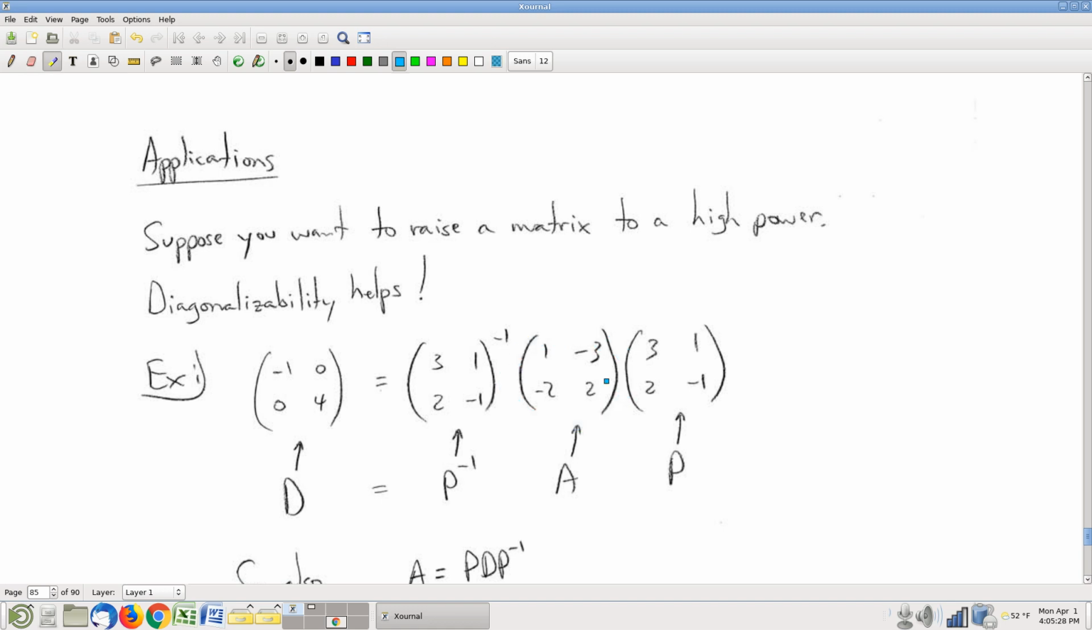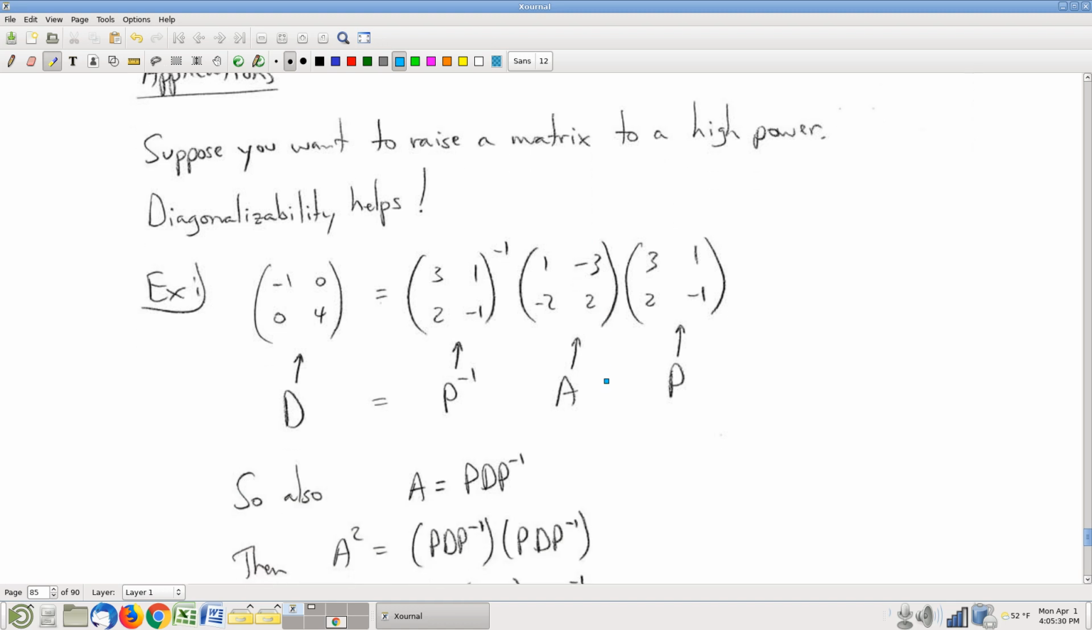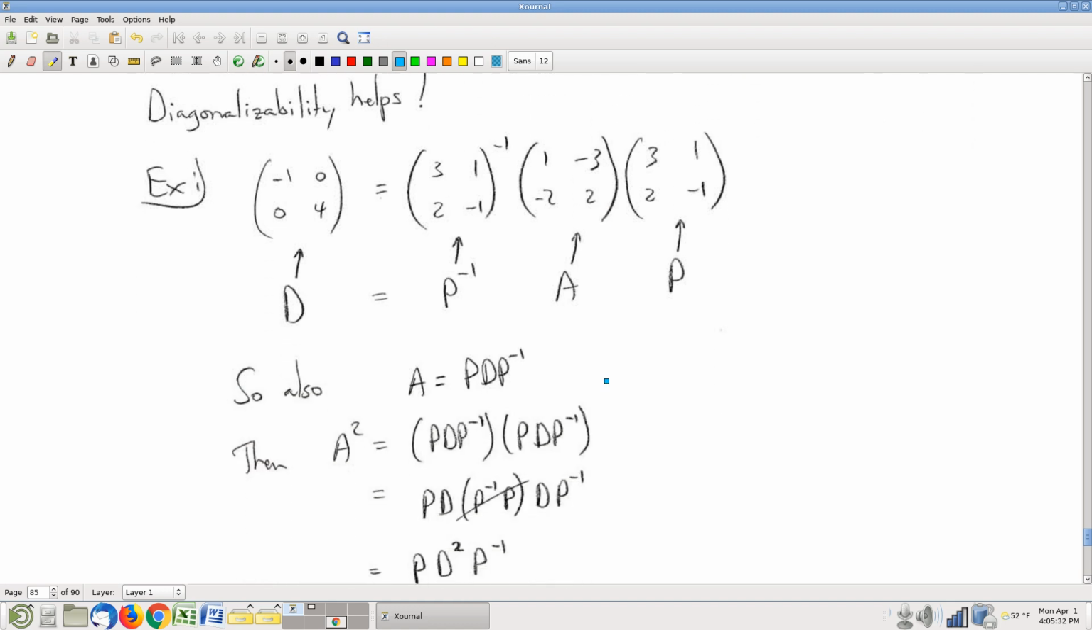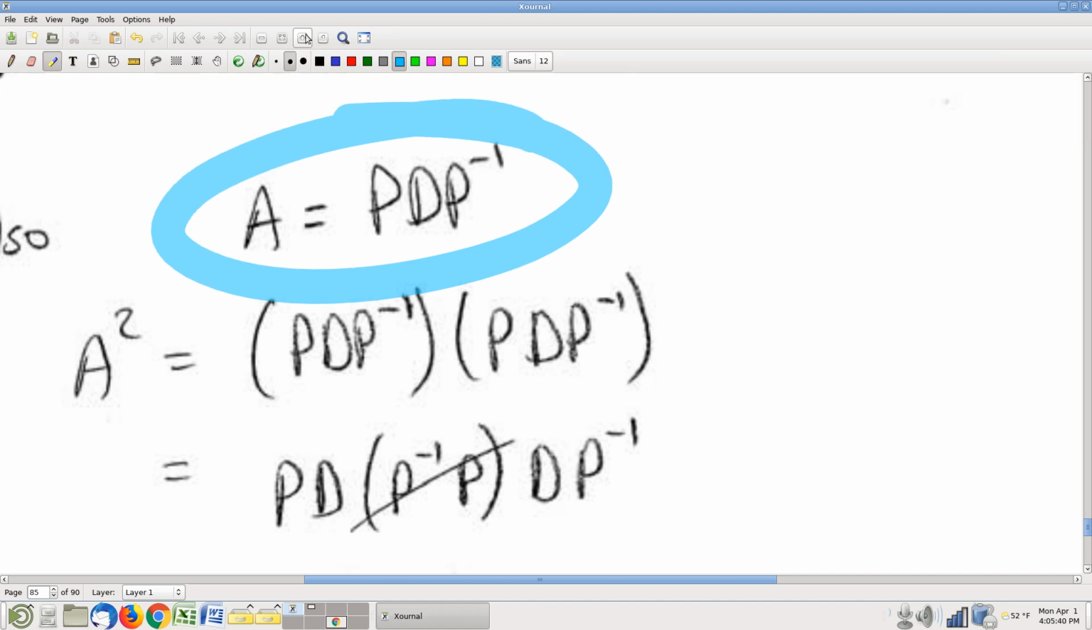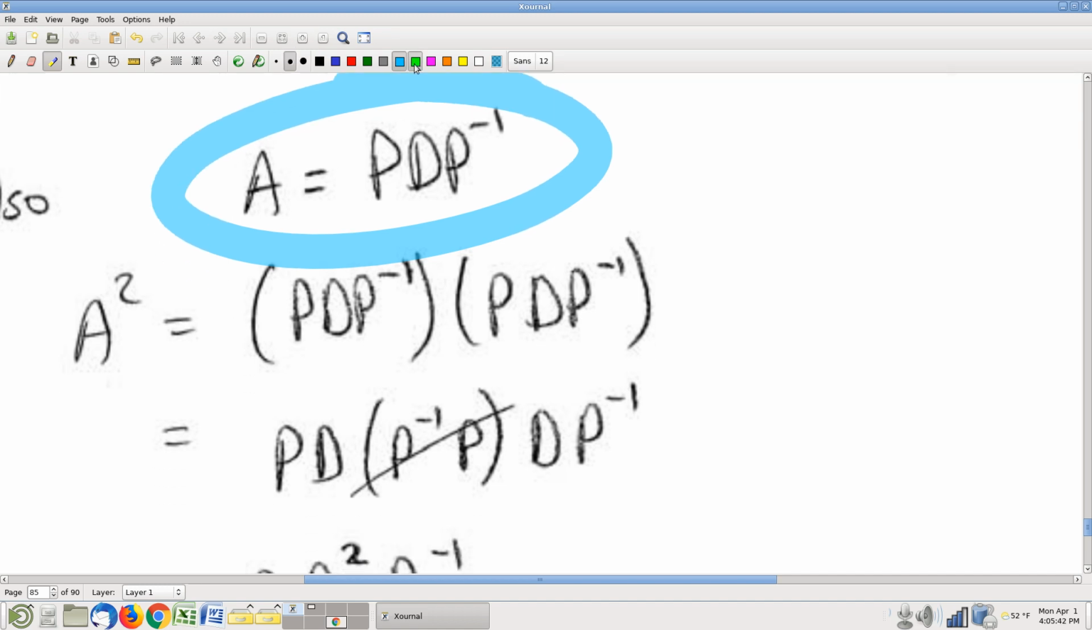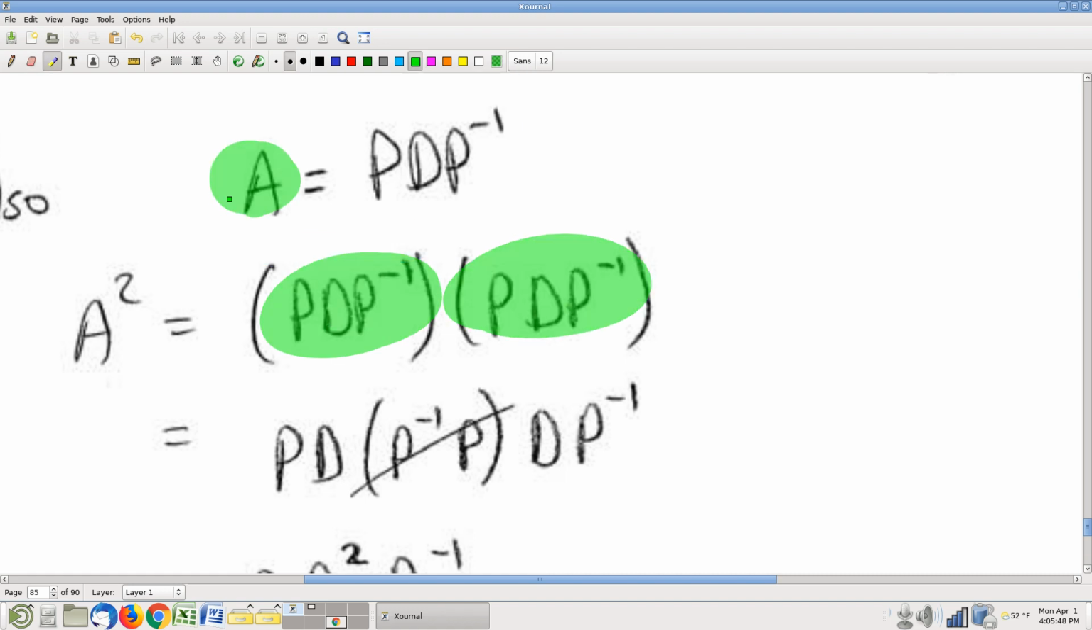So here's an idea. Here's how we can approach this. And it's a very clever idea. First, note that if D is a conjugate of A, then A is a conjugate of D. Then A squared is A times A. And let's see here then.